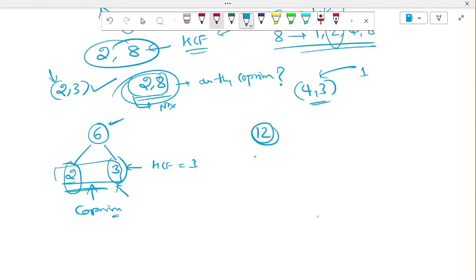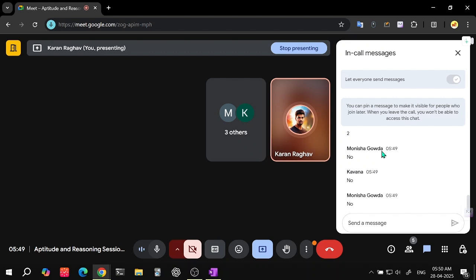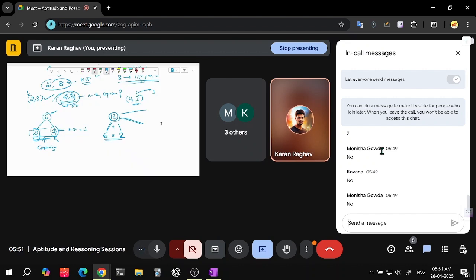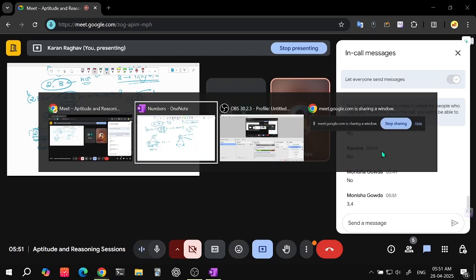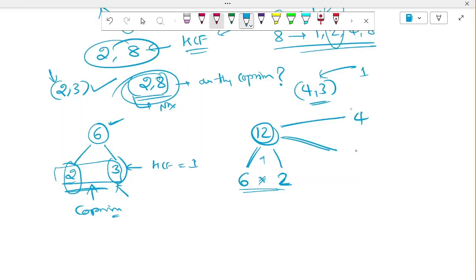12 is actually divisible by 6 and 2. If I multiply 6 and 2, you get 12, and there is another set which will give you 12. Can you tell me another set of two numbers which on multiplying will give you 12? That is 4 and 3. Now I cannot check the divisibility of any number using these two numbers. Not possible.